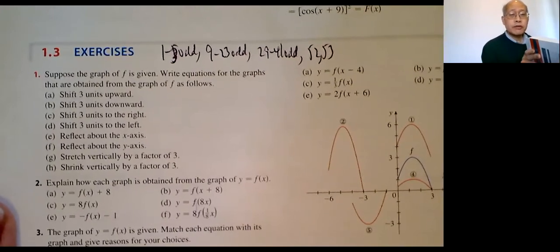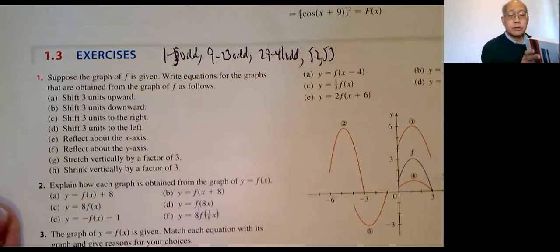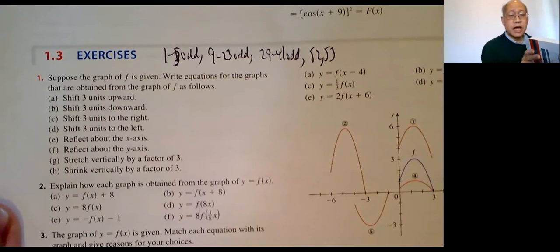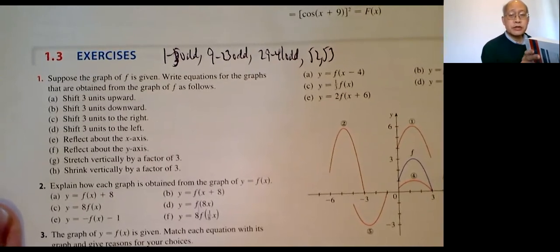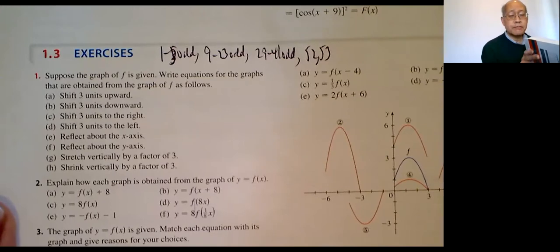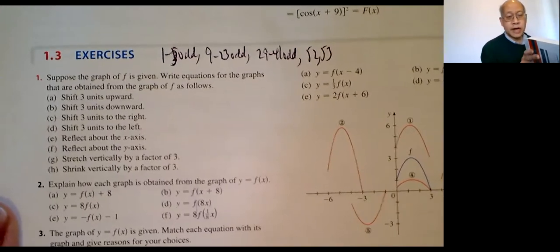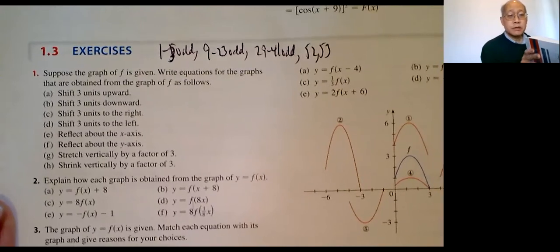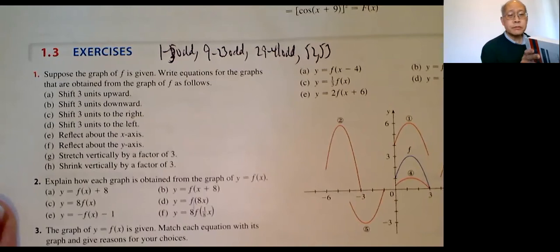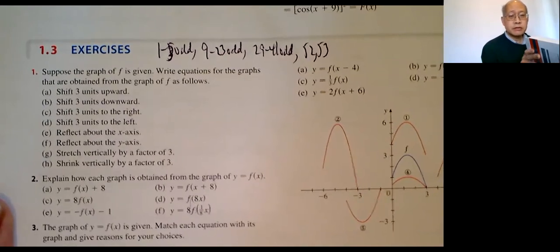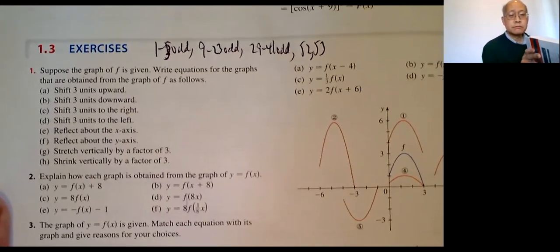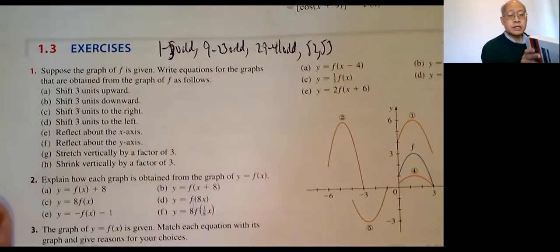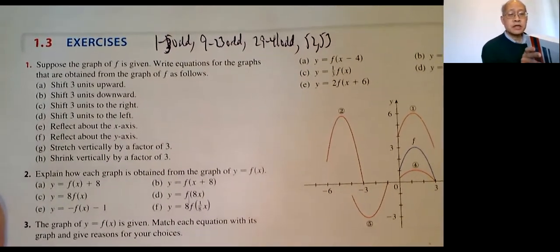A, shift 3 units upward. 3 units up is f of x plus 3. Right, so if you want to write this in your notes or on your homework, because this is a homework problem, that would be f of x plus 3. Can you guess B? 3 units down. f of x minus 3.